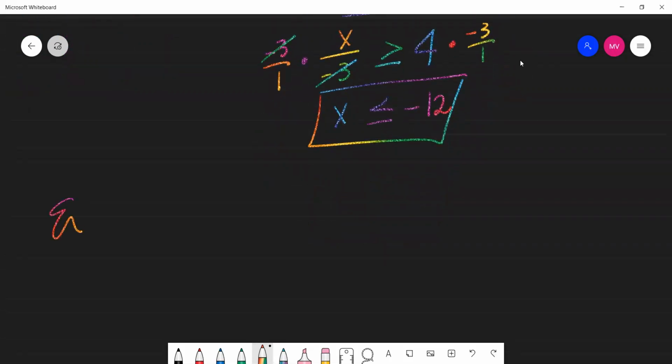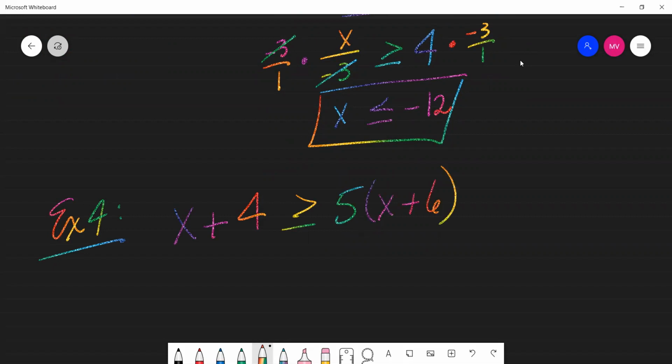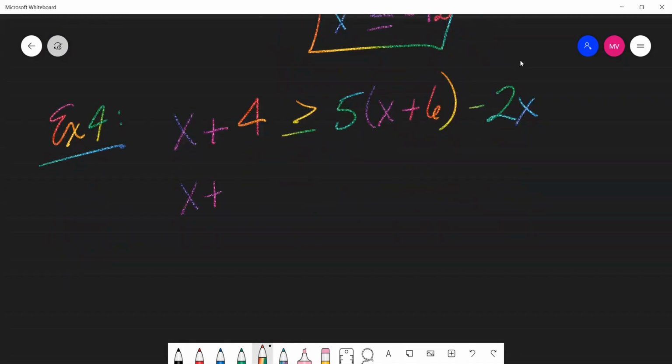So example 4, we are doing some simplifying. We have x plus 4 is greater than or equal to 5 times x plus 6 minus 2x. All right, Gabe, what do I need to simplify first? That guy's about as simple as he gets. Yeah, distribute those. So it'd be 5x plus 30. Okay. And Eden, what do I need to simplify next?